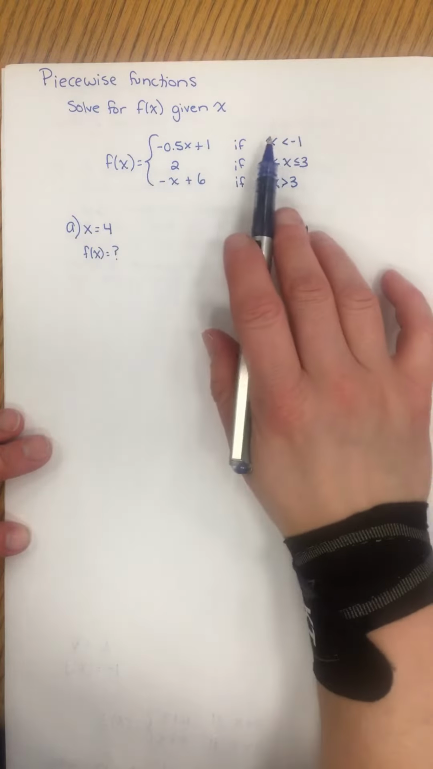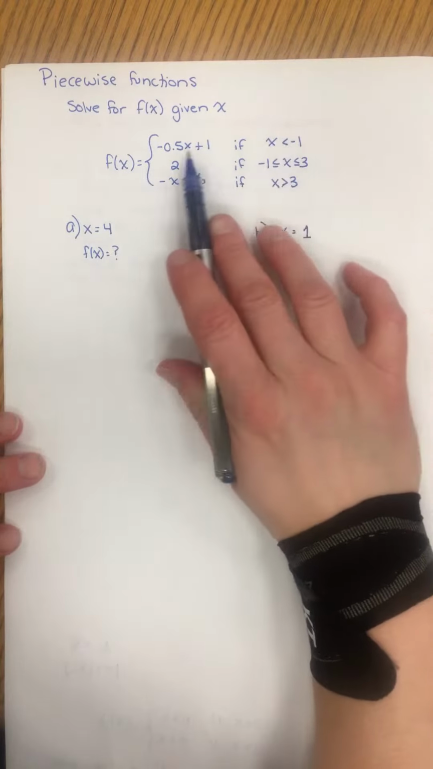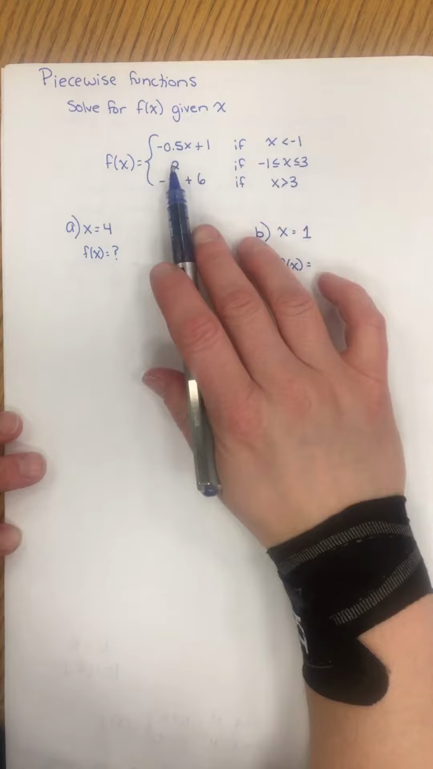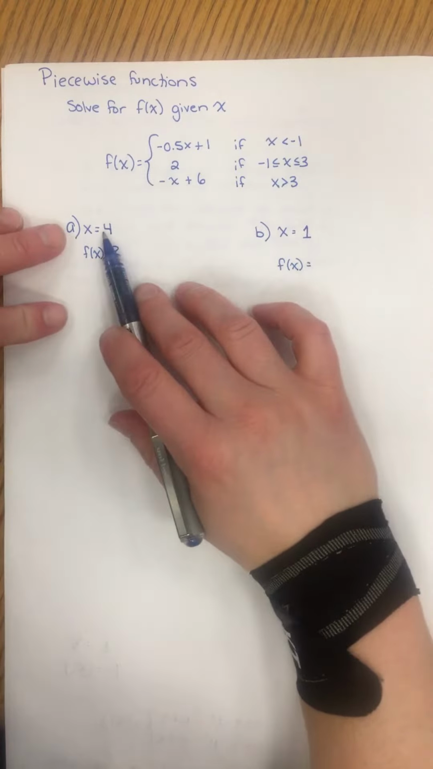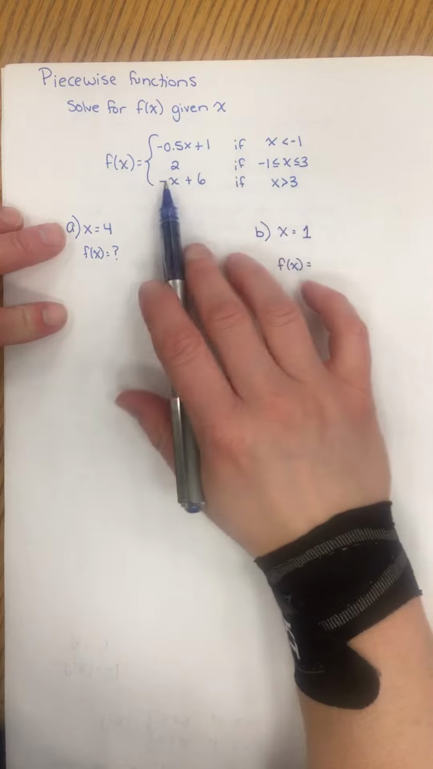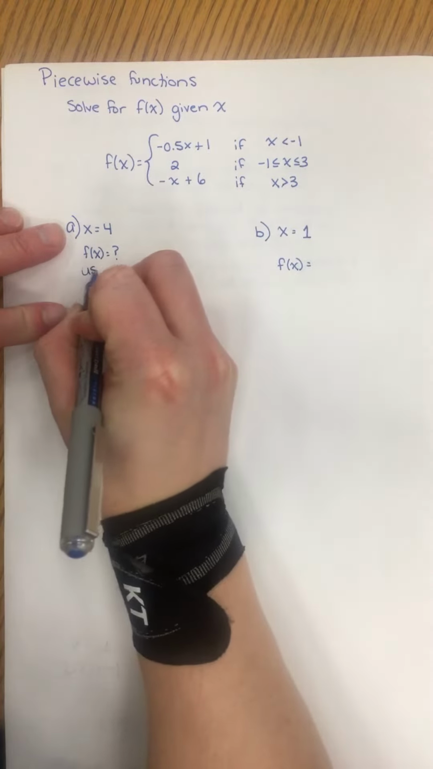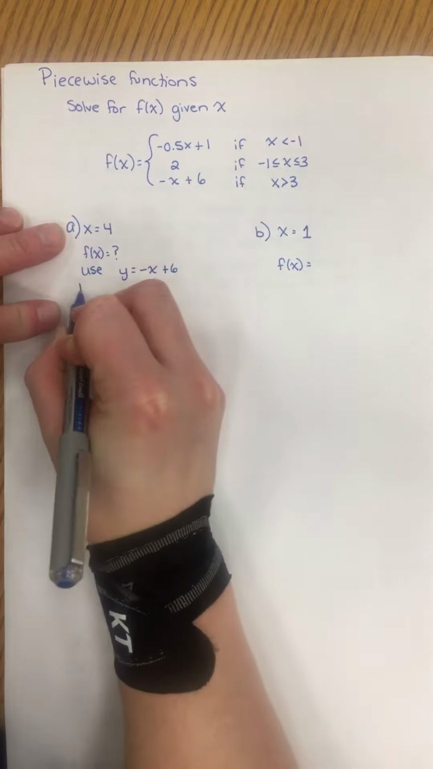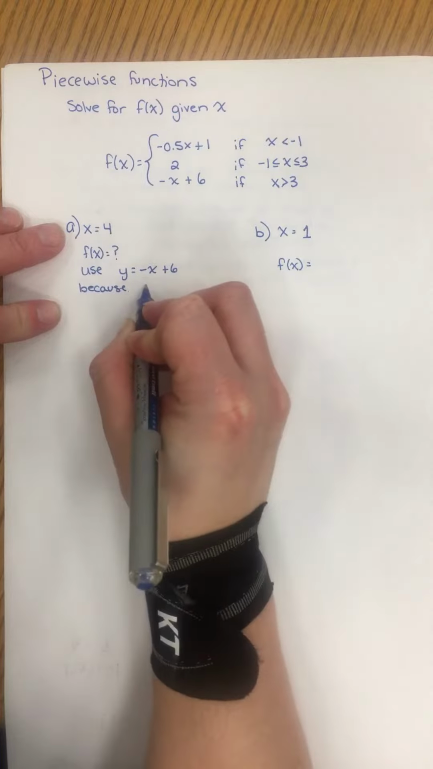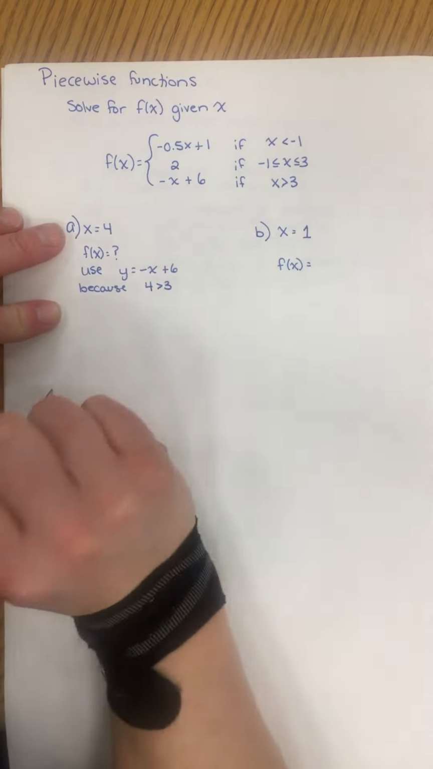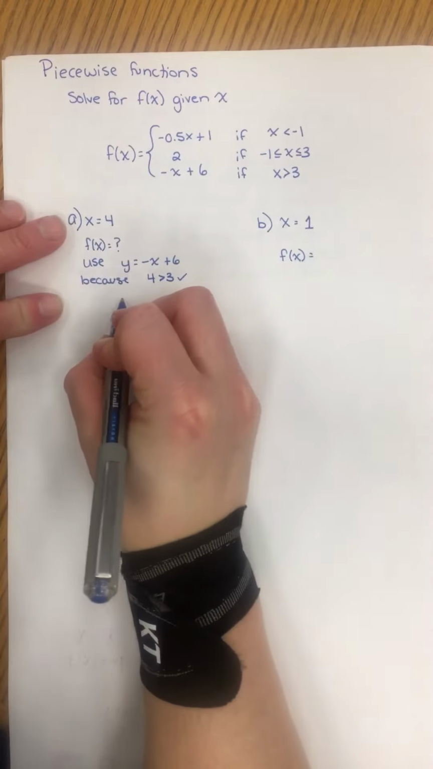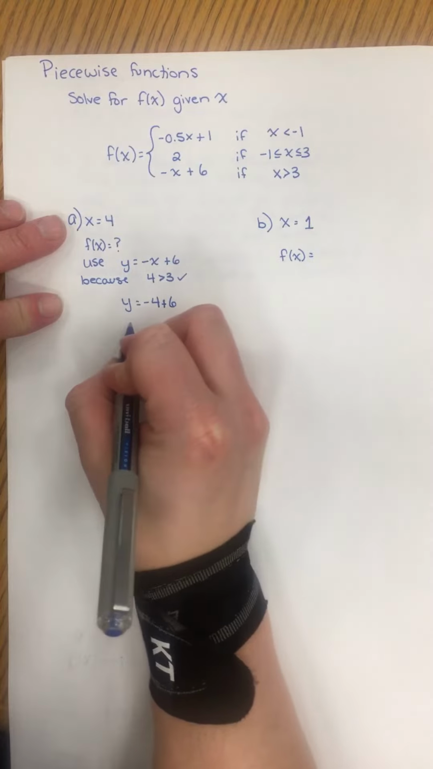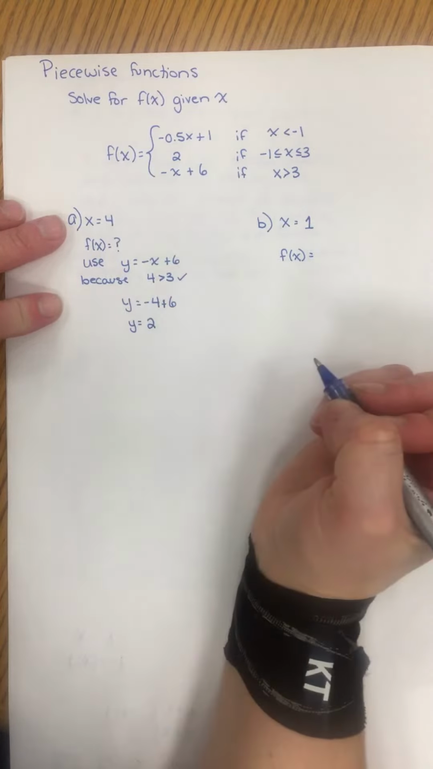So x is 4. Well, 4 is definitely not less than negative 1, so I'm not going to use the first equation. 4 is not between negative 1 and 3, so I'm not going to use the second either. 4 is greater than 3 in this case, so I'm going to use the third one. So let's use y equals negative x plus 6 because 4 is greater than 3. So now I'm going to sub my 4 into x, and I get a y value of 2.